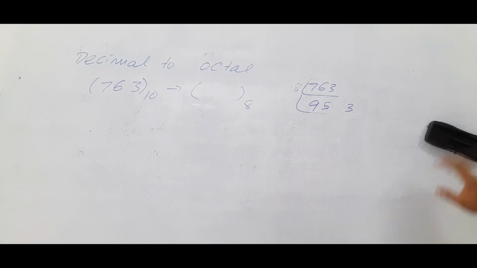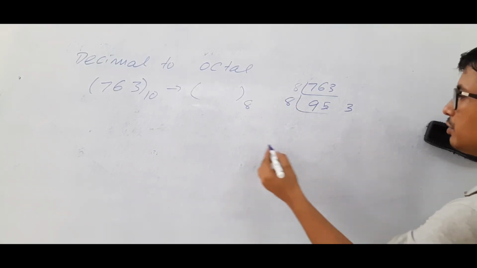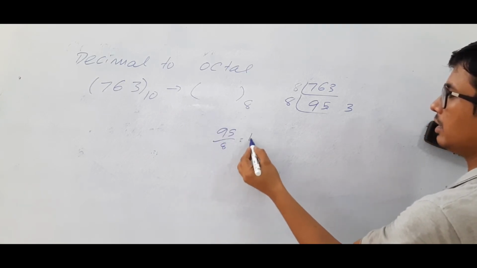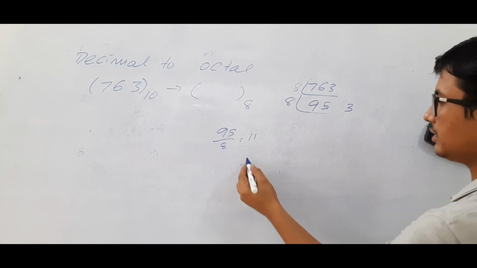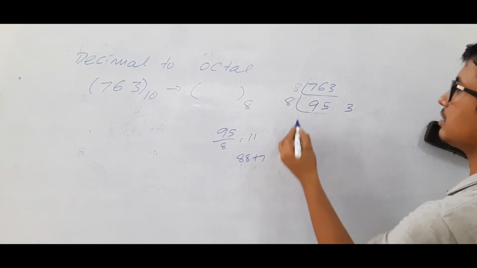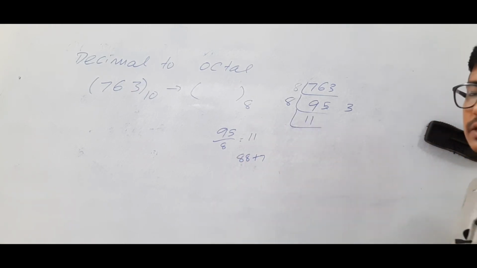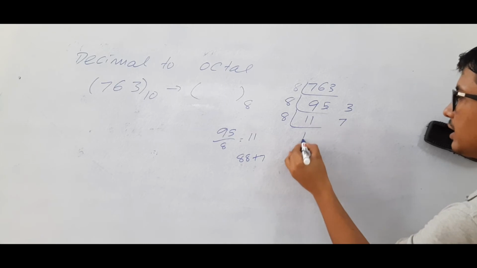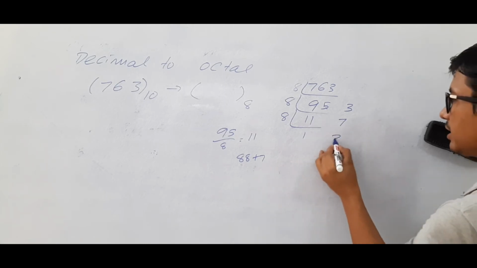Now again take it and divide by 8. Okay, 95 again you divide by 8. What will you get? 95 by 8, 8 11s are 88, and the remainder is 7. So the quotient is 11 and the remainder is 7. Now again divide the 11 by 8. You will get the quotient as 1 and the remainder is 3.